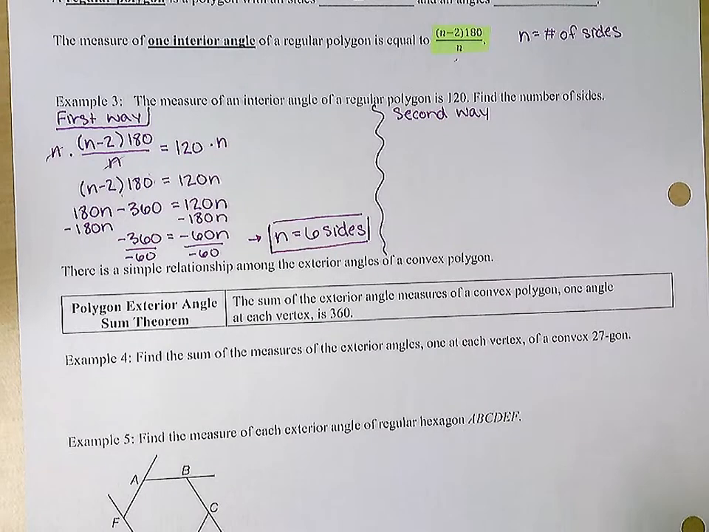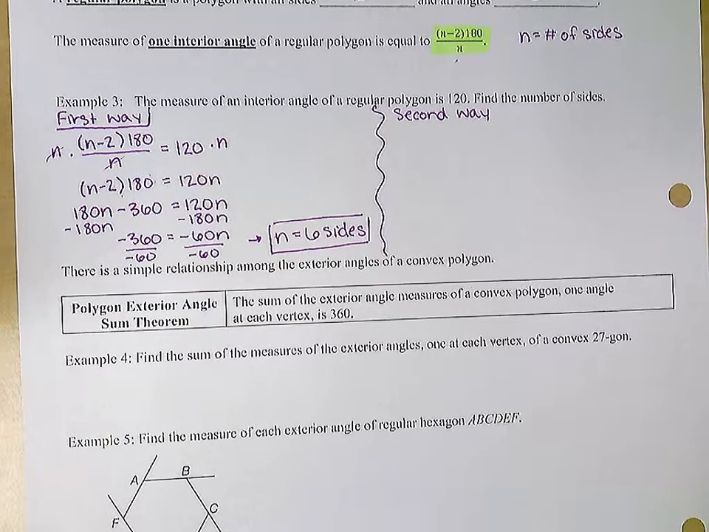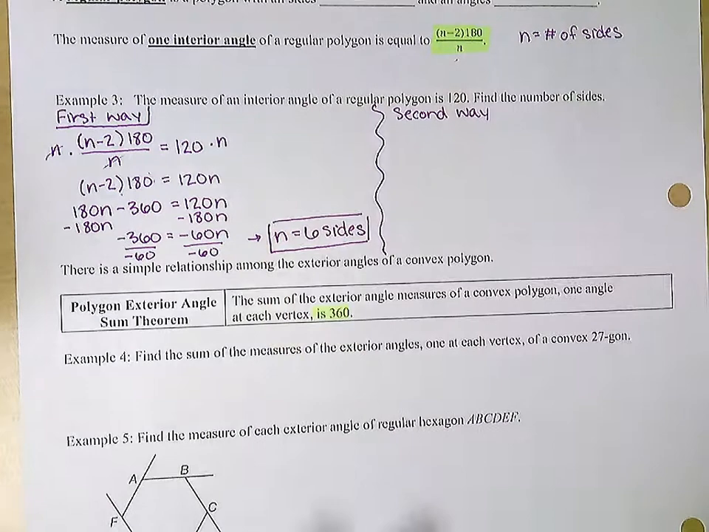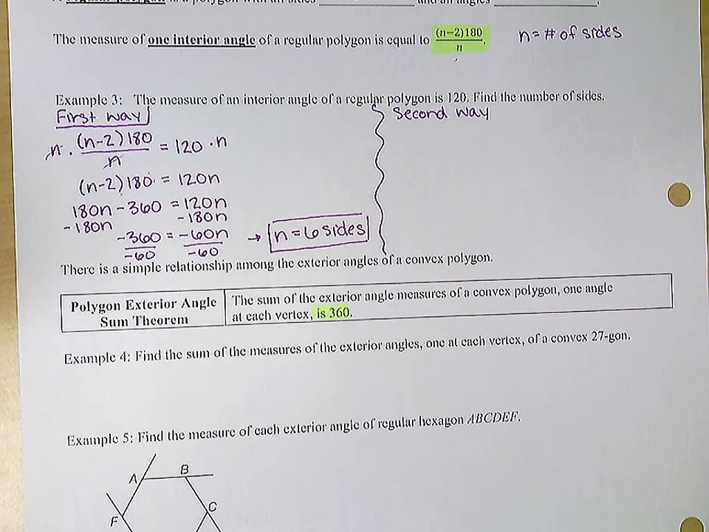Okay, you have an exterior angle sum theorem just like you had an interior angle sum theorem. Except with exterior angle sums, it is always going to be equal to 360. There is no formula. Your exterior sum is always 360, no matter what size polygon you have. Okay, exterior angle sum is always 360.